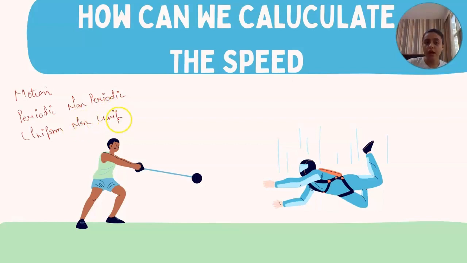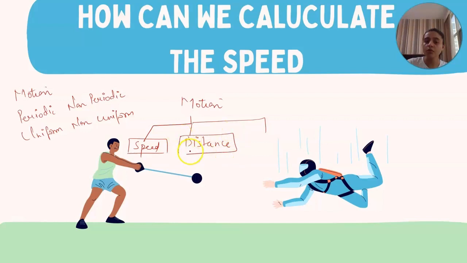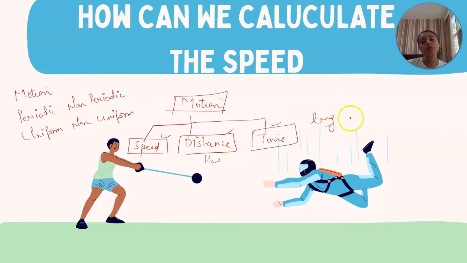I already told you that motion is a word which comprises three things: the speed, the distance, and also time. So now, if we want to calculate motion, we need to know at how much speed the vehicle is traveling, how much distance the vehicle has to cover, and how long the vehicle has to travel to cover a certain distance. So how we are going to calculate speed, distance and time, we are going to learn now.